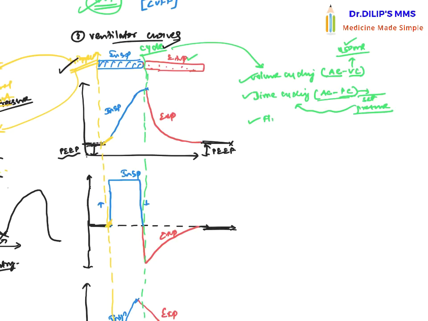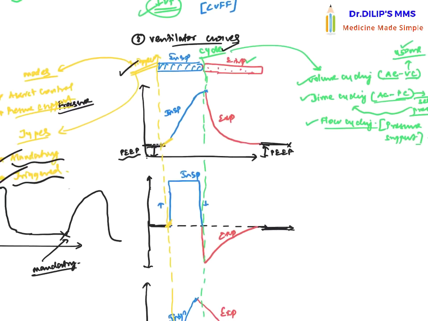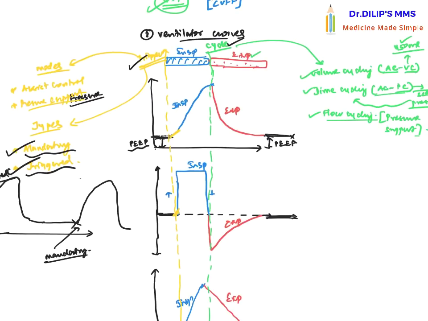And the third one is flow cycling. In flow cycling, you usually use it in pressure support ventilation, which we will discuss later on. Typically, the cycling will happen once 25% flow is reached, but that's something complicated which you don't need. Anyway, volume cycling, time cycling, and flow cycling. These are the three cycling modes.